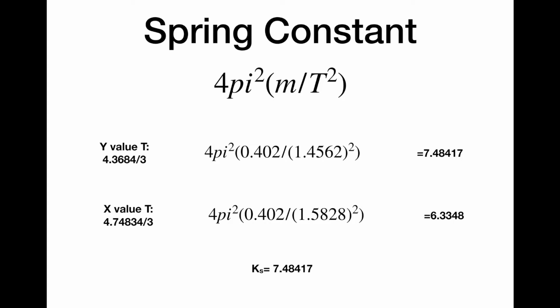the total energies. Firstly, we will need the spring constant, found using the equation 4 times pi squared times the mass over the time squared. Here, time is found by taking the average time taken to complete 3 oscillation periods. This can be done using the x and y components, as both are of importance to this lab and answering the question initially asked. For the x values, we compute the spring constant to be 6.3348, while for the y values, we compute this to be 7.48417, the number that I will utilize for the rest of my calculations.